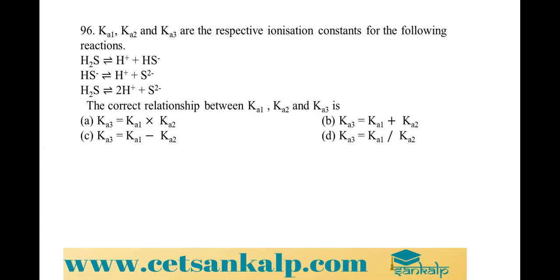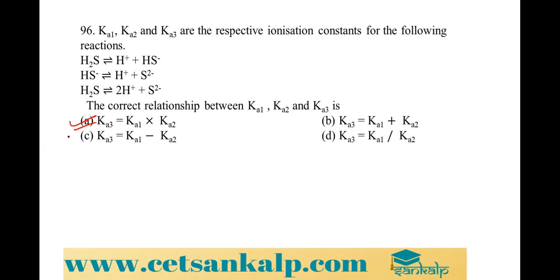Question number 96. The correct relationship between Ka1, Ka2 and Ka3 is. Okay, right, let's solve it. What will be there? Keep watching. So does option C come? Ka3 is equal to Ka1 into Ka2. Correct, option A. 96 is option A.